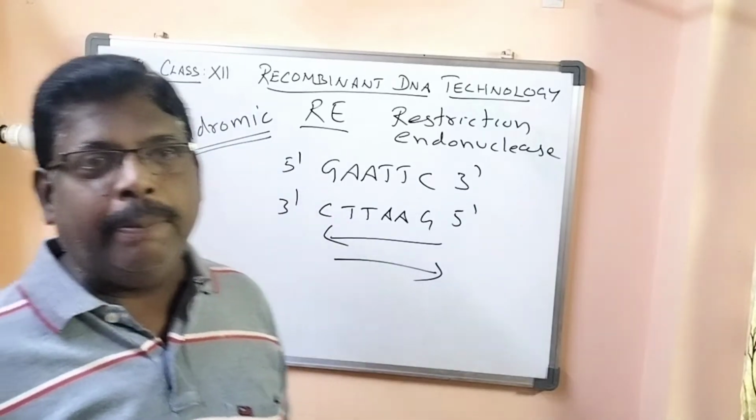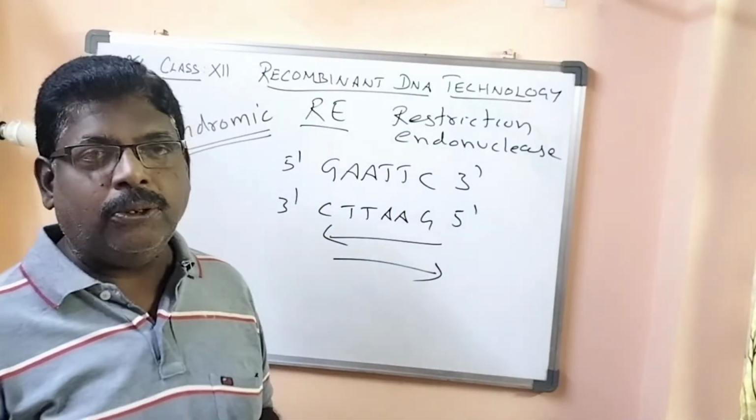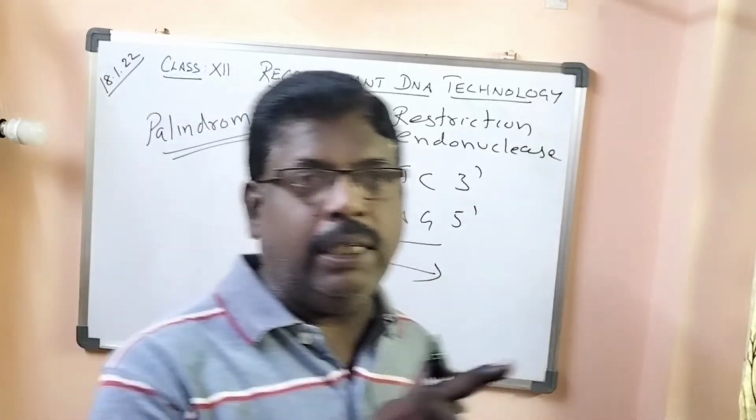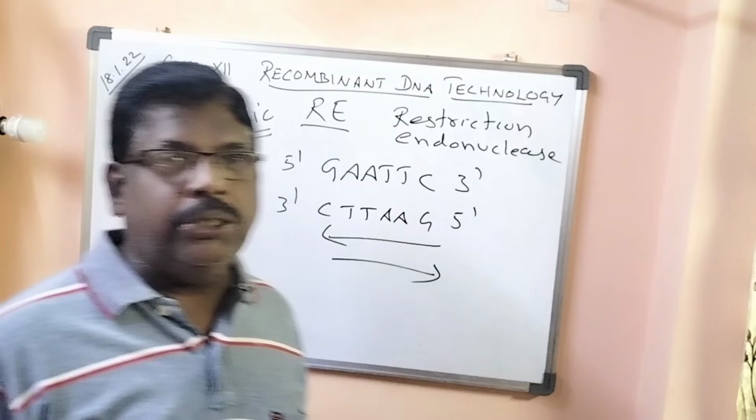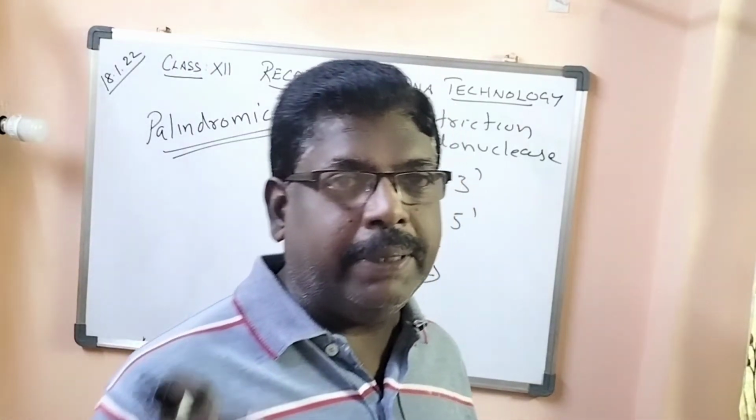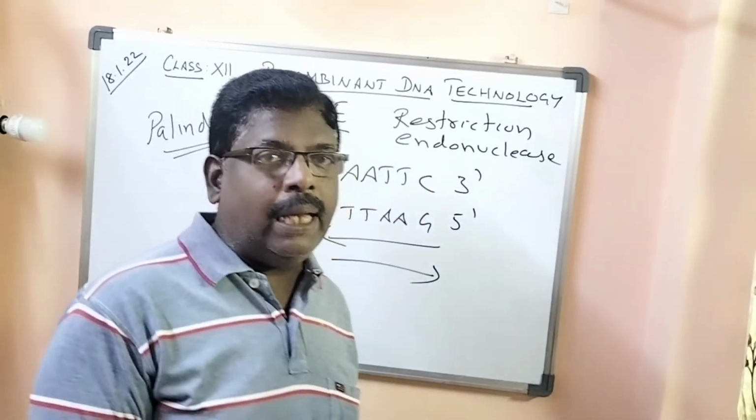I'm talking about the palindromic sequence. Palindromic means a word that can be read forward and backward; it should be the same. Here, the restriction endonuclease will select a specific sequence based on its palindromic nature.